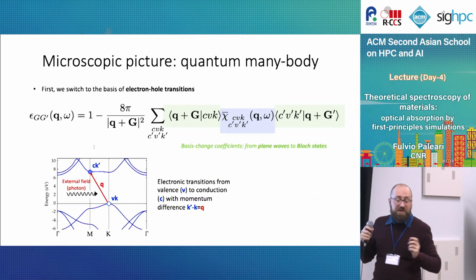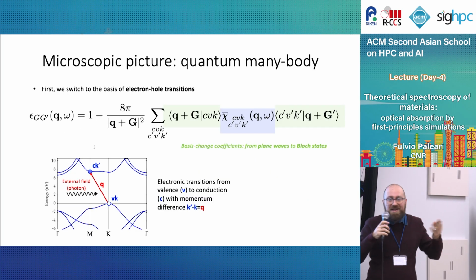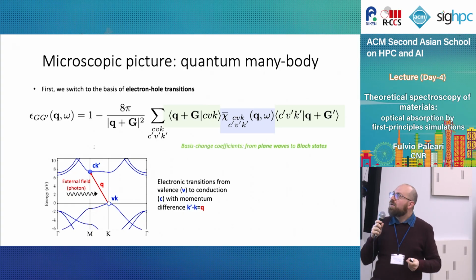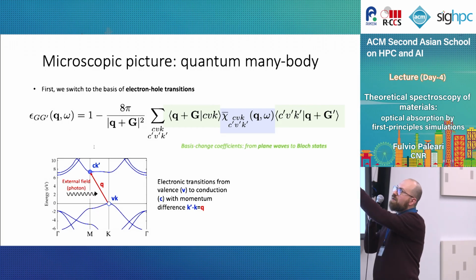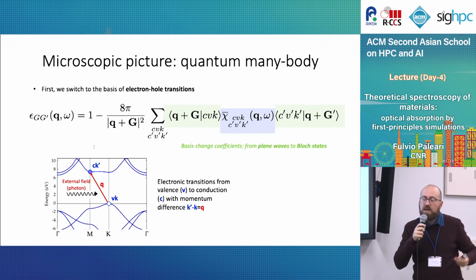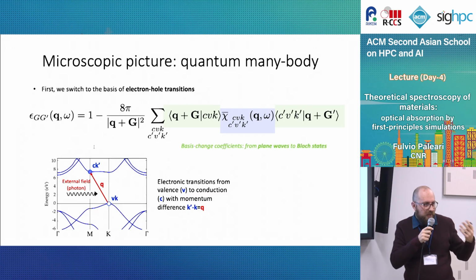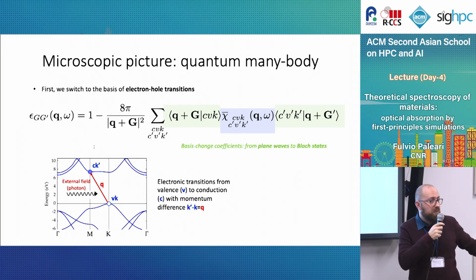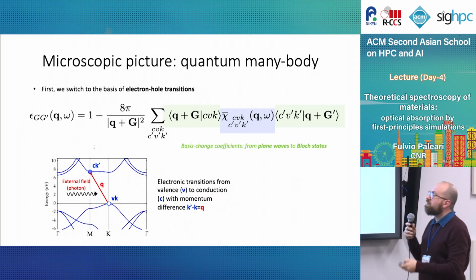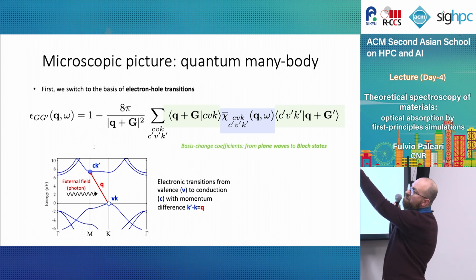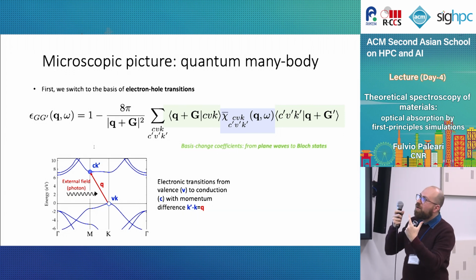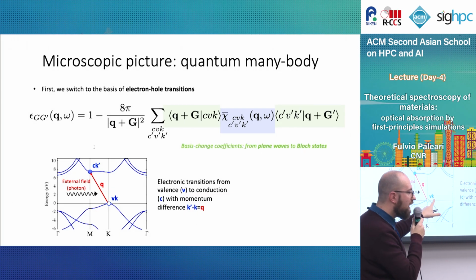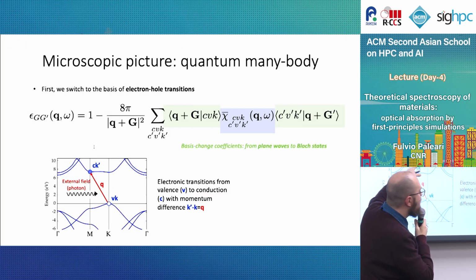Now, the first thing we can do, of course, since we are in quantum mechanics, in periodic systems, in DFT, is rewrite the response function chi in a different basis. Not anymore the basis of so-called plane waves, the G vectors, but the basis of electron-hole transitions, as we said before. A response function written in this basis basically couples electron-hole transitions from a valence band at k point k to a conduction band at k point k prime.